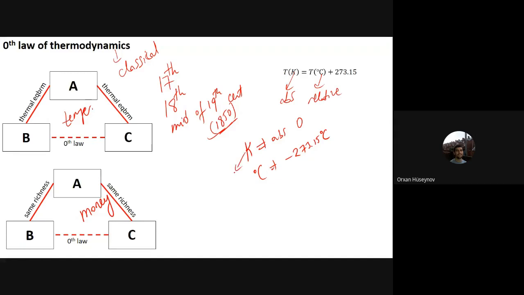If it is division or multiplication, then you have to use the Kelvin scale. But if it is addition or subtraction, then you can use the Celsius scale. So the Kelvin scale and the Celsius scale give the same result for subtraction. Okay, both give the same result. But for multiplication and division, you have to be careful. You have to use the Kelvin scale. Otherwise, you will get wrong results, which we have discussed in the last lecture.